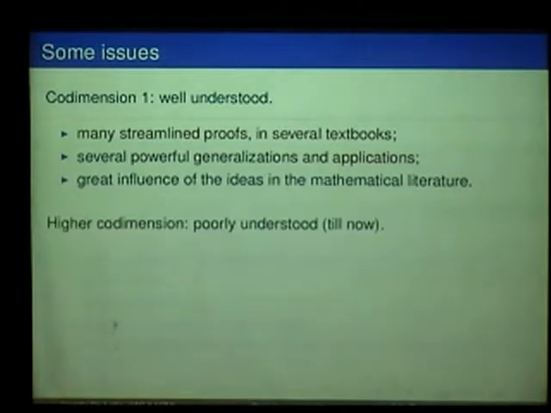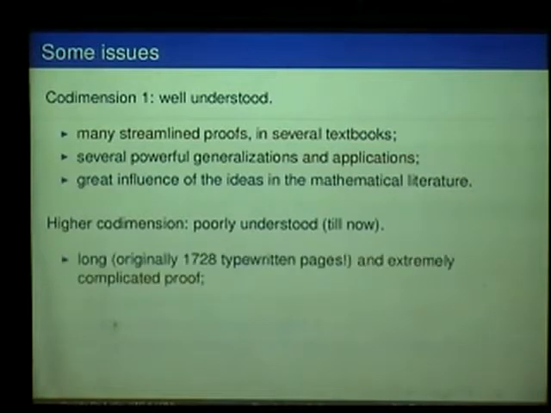Now, the higher codimension is comparably poorly understood, at least till now. So first of all, the original work of Almgren was huge. It was 1,728 typewritten pages. And the proof, of course, is extremely complicated. Up to a few years ago, there were no generalizations. I mean, there was this proof for this very fundamental case, but as soon as you moved a little bit far away from the area minimizing situation, you didn't know anything.